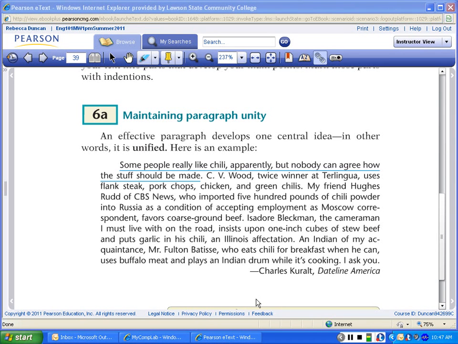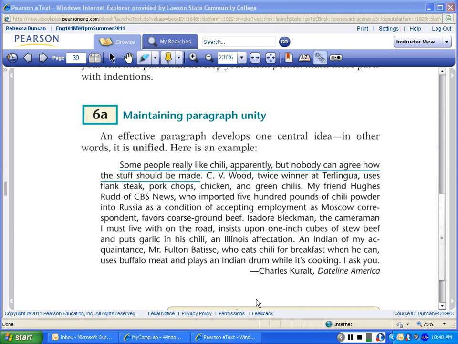Some people really like chili, apparently, but nobody can agree how the stuff should be made. Now, that doesn't need a lot of explanation, but sometimes a topic sentence might need some additional explanation before you give examples. This one moves right on to specific examples. C.V. Wood, twice winner at Terlingua, uses flank steak, pork chops, chicken, and green chilies. Okay, that's fine. My friend Hughes Rudd of CBS News, who imported 500 pounds of chili powder into Russia as a condition of accepting employment as Moscow correspondent, favors coarse ground beef. Still good, different ingredients. Isidore Bleckman, the cameraman I must live with on the road, insists upon 1-inch cubes of stew beef and puts garlic in his chili.